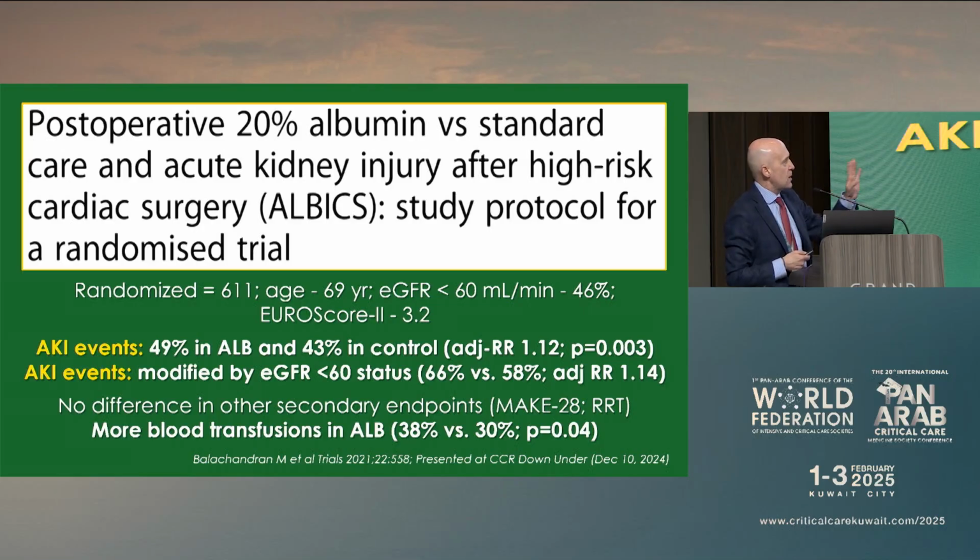What's interesting, the primary endpoint was AKI events defined by KDIGO criteria: 49% in albumin versus 43% in control. So here, albumin is showing some incremental hazard associated with AKI events. And I think it's really important to recognize that maybe there's some evidence to suggest that albumin is not necessarily as banal as we think it is and may be associated with some hazards.